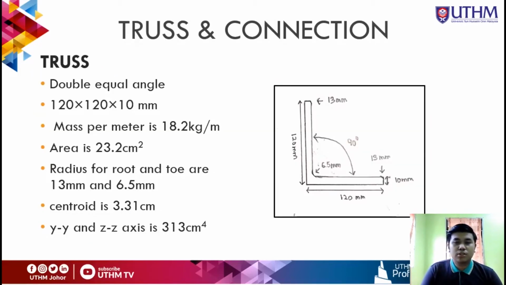So for the truss and connection that we use, for the truss it is a double equal angle, 120 times 120 times 10 mm. The mass per meter is 18.2 kg per meter. The area is 23.2 cm squared. The radii for root and toe are 13 mm and 6.5 mm respectively. The centroid is 3.31 cm and the YY and ZZ axis is 313 cm to the power 4.